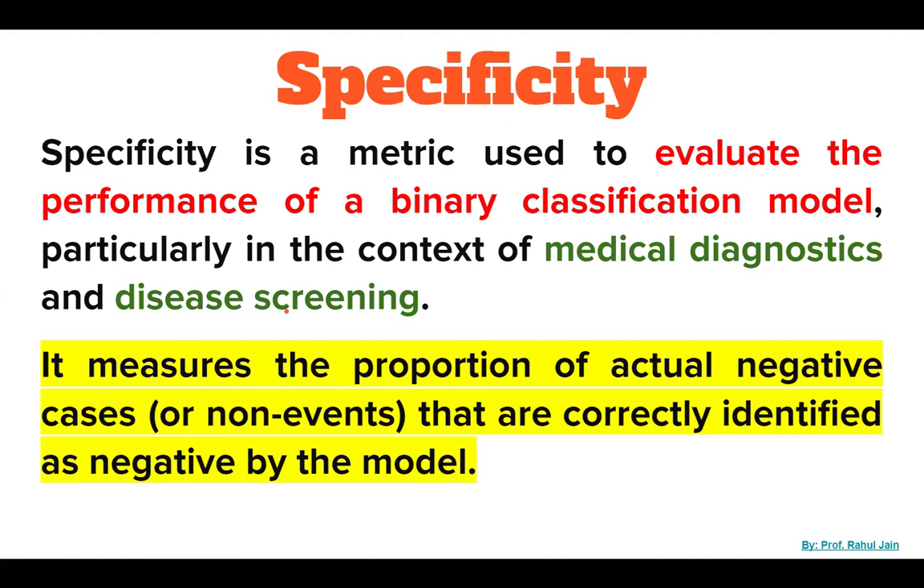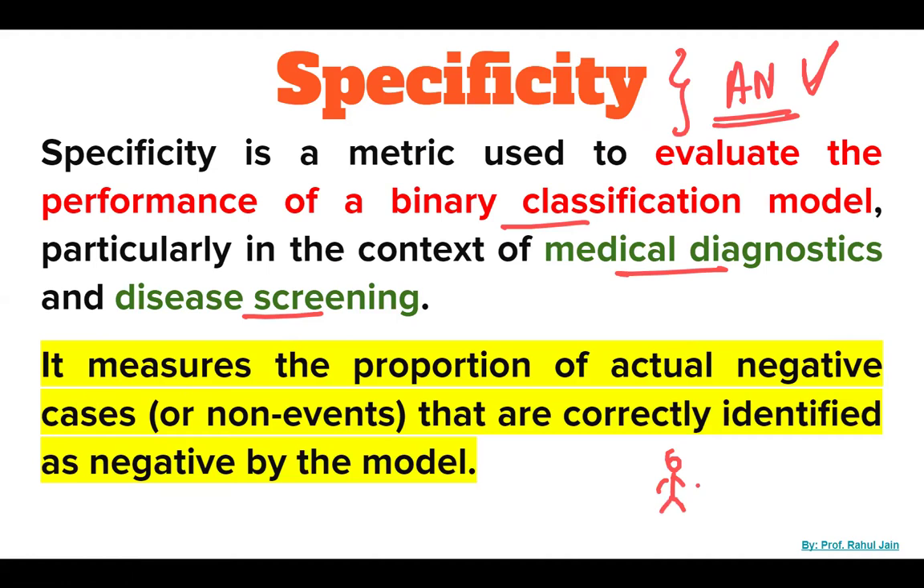And here in this session, we are going to discuss one of the important evaluation metrics, that is specificity. Basically, we can put this metric into binary classification model evaluation, and mostly it is used in medical diagnostics or disease screening. It measures the proportion of actual negatives, or known events, that are predicted correctly. That is, if a person does not have a disease and your model is also saying that they don't have the disease, then it is correctly predicted. That is the actual negative cases proportion, right?